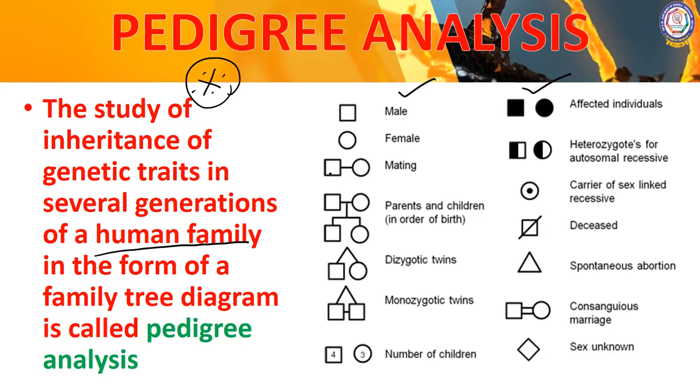If it's a single line between the male and female, it's a mating. If they produce offspring, the circle will be the female and the square will be the male. These are the progeny. If you draw like this, that is a dizygotic twin, and if you connect it, it is a monozygotic twin, which we call identical twins. And we will number them, like fourth child or fifth child, like that, right? The other one also, just go through.